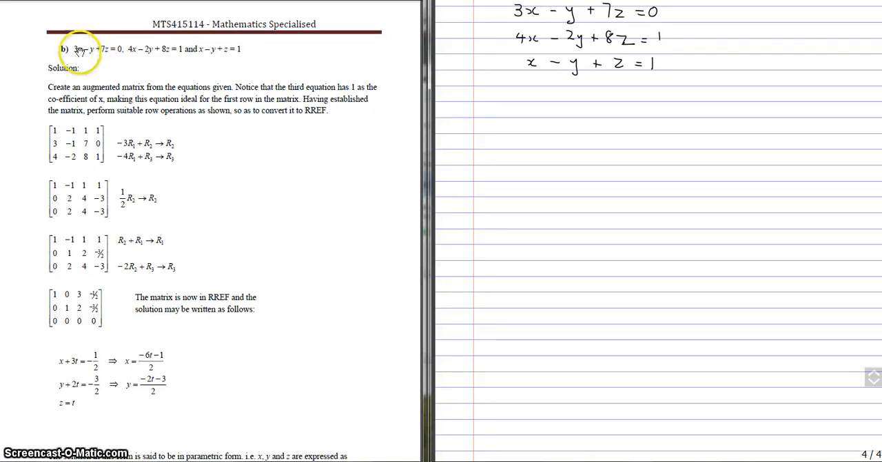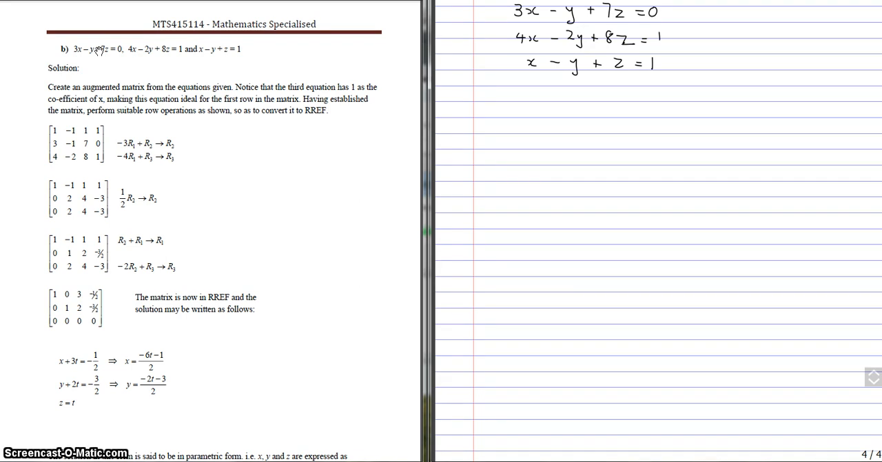Okay, we've got here three linear equations. Linear because the powers of our variables are 1, but it's in three unknowns. So we've got a system of simultaneous equations, but we have three unknowns. And when you've got three unknowns, you need three equations to solve it.